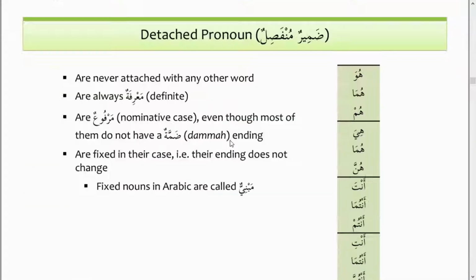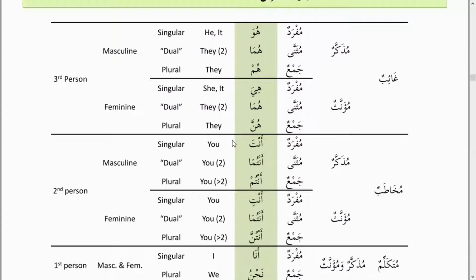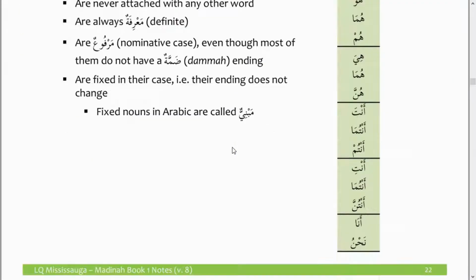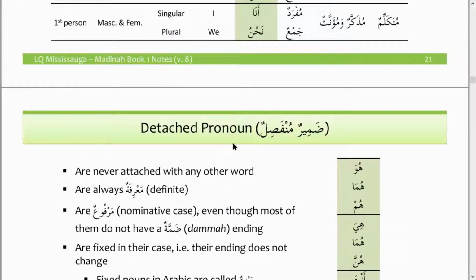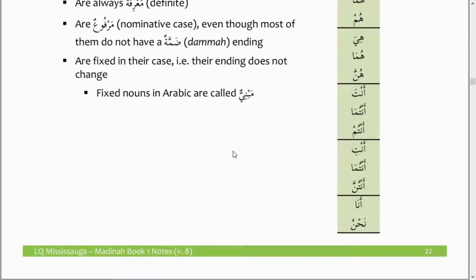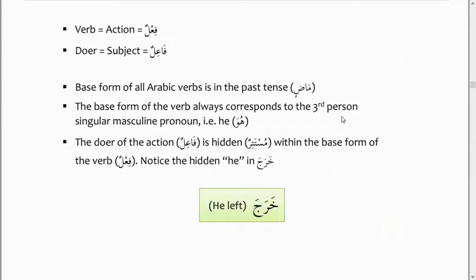Inshallah. So we start from huwa, third. Fala is he did. That's the base form. Inshallah, we'll come to verbs in book 2, but this is just the base building of understanding the verbs.